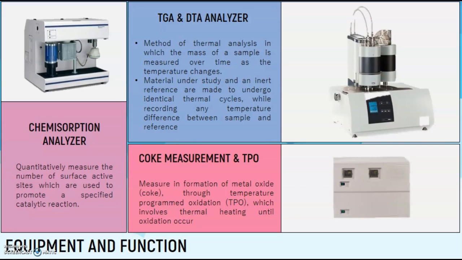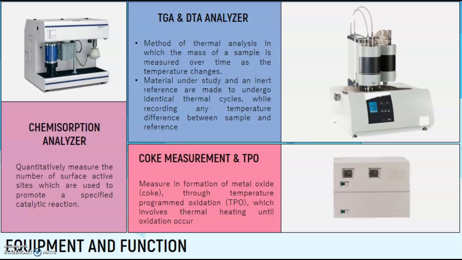Now I would like to explain the different types of equipment for data analysis as well as their specific function. The first one is the chemisorption analyzer. It quantitatively measures the number of surface active sites which are used to promote a specified catalytic reaction. As we all know, active site is where the reaction takes place. So the more active sites there are on the reactant, the faster the rate of reaction.